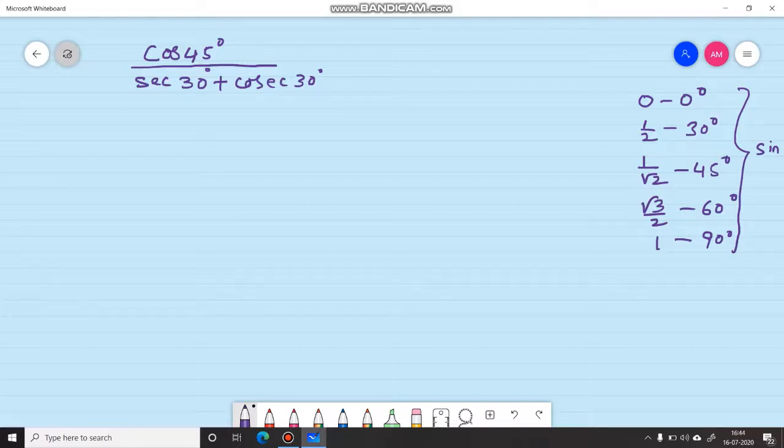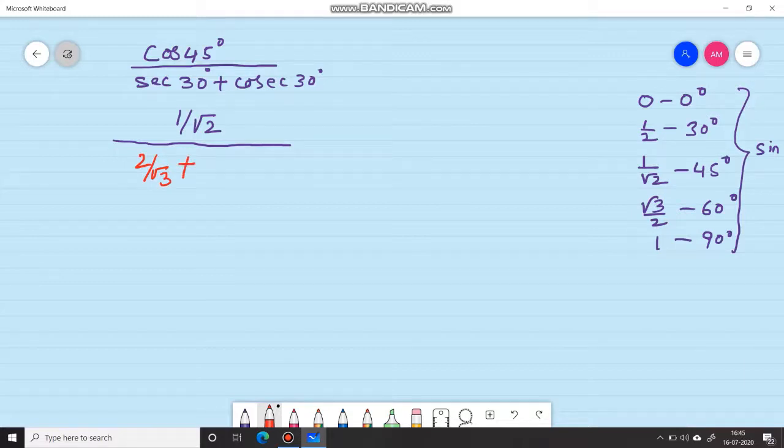Now see cos 45. Now sin 45 and cos 45 are equal. So here for the numerator you can write 1 by root 2. Now let us see what we are going to write in the denominator. Sec 30. Sec 30 is nothing but 1 by cos 30 and cos 30 is equal to sin 60. So see here, sin 60 is root 3 by 2. That means cos 30 is also equal to root 3 by 2 and therefore sec 30 will be equal to 2 by root 3. So here you will get 2 by root 3 plus.